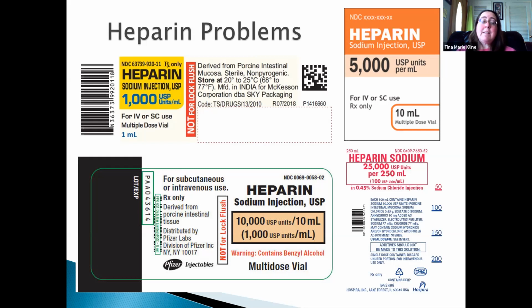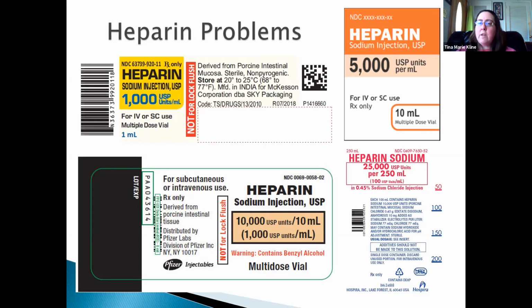Of those 10 babies, 6 of them died. And 2 of them had very long lasting problems. They actually developed ventricular hemorrhages in their brain. Okay, brain hemorrhage. So this is really serious. That's why heparin is considered a high risk medication. It's just really, really important that we do it right. So that's the heparin vials.